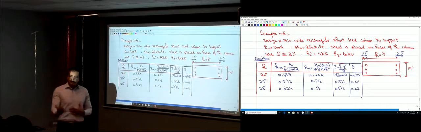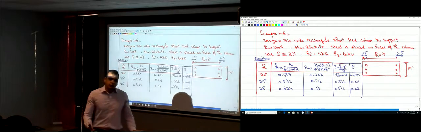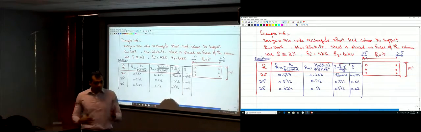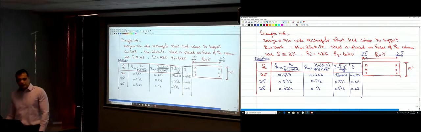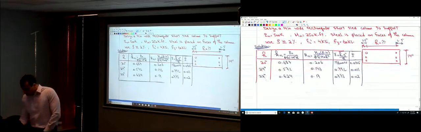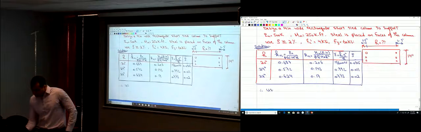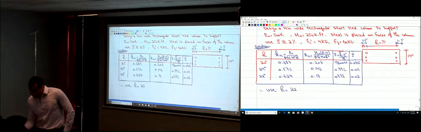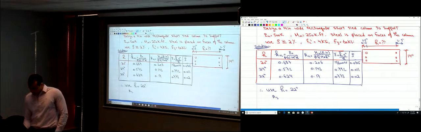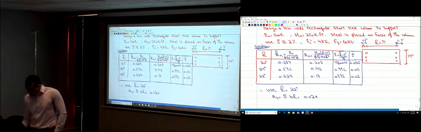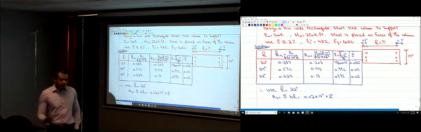So it's a trial and error, okay? You assume an h, okay, and see if you get the required rho or not. If you get the required rho, great. If not, go ahead and repeat that again and again until you get the required rho. So therefore, use h equal to 22 inches, okay, and find the area steel. It's equal to rho multiplied by BH. Rho is 2% multiplied by B, which is 14 inches, multiplied by H, which is 22 inches, and conclude your design.